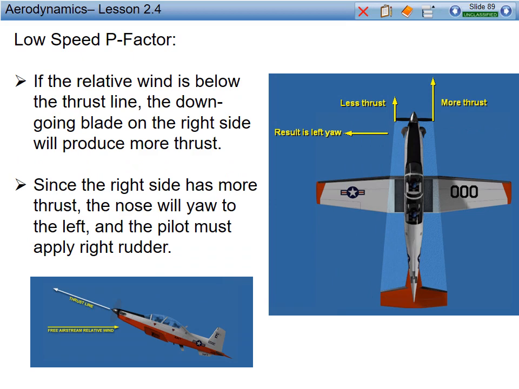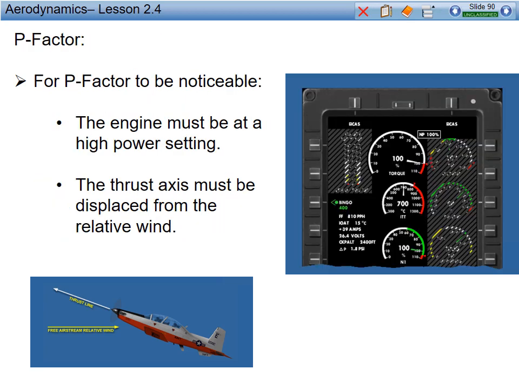Conversely, at low speed flight, when the relative wind is below the thrust line, the downgoing blade on the right side will produce more thrust. Since the right side has more thrust, the nose will yaw to the left, and the pilot must apply right rudder. For P-factor to be noticeable, the engine must be at a high power setting, and the thrust axis must be displaced from the relative wind.